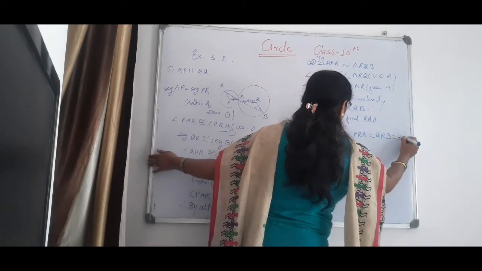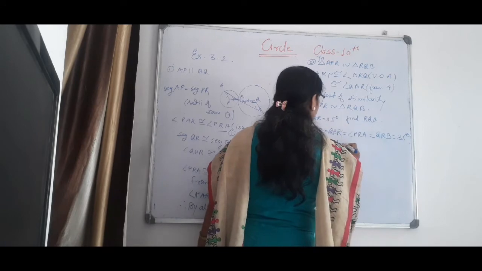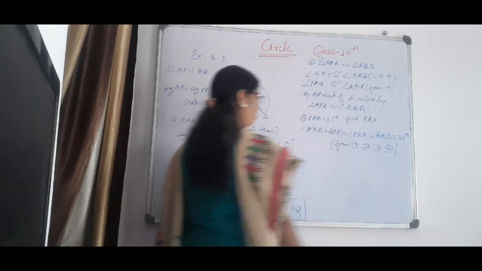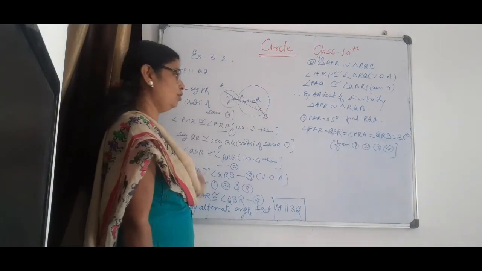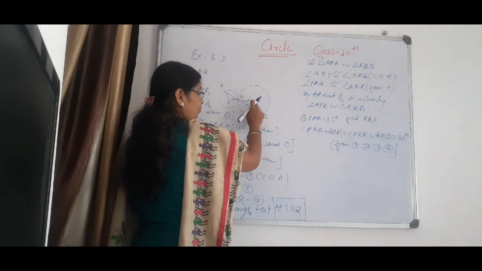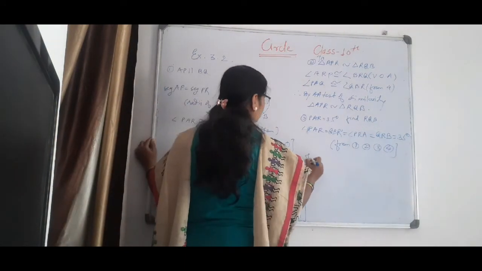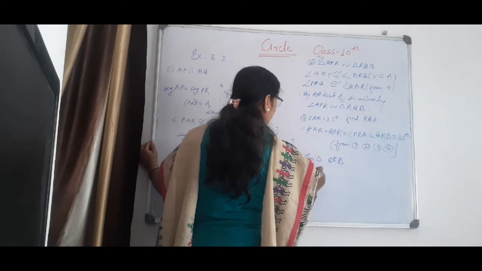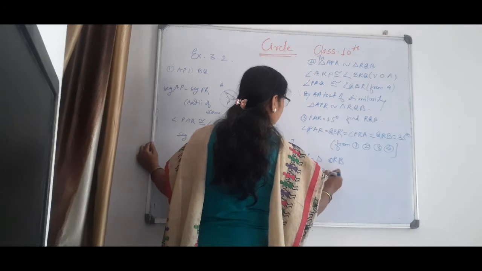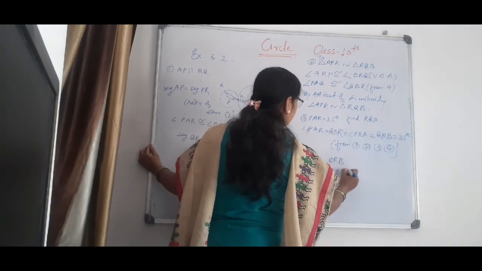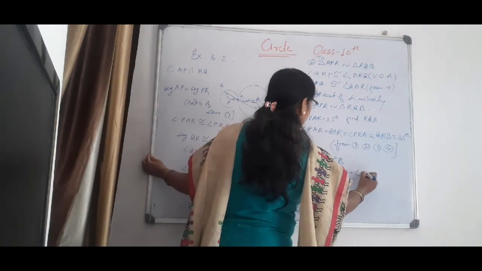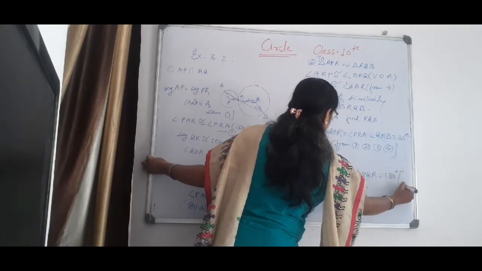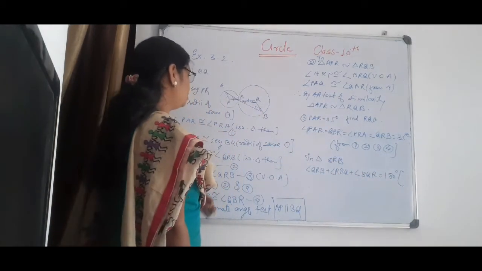From 1, 2, 3 and 4, all these angles are 35. Now here you have to use the sum of measure of angles of a triangle. In triangle QRB, angle QRB plus angle RBQ plus angle BQR is equal to 180. What is the reason? Sum of measure of angles of a triangle.